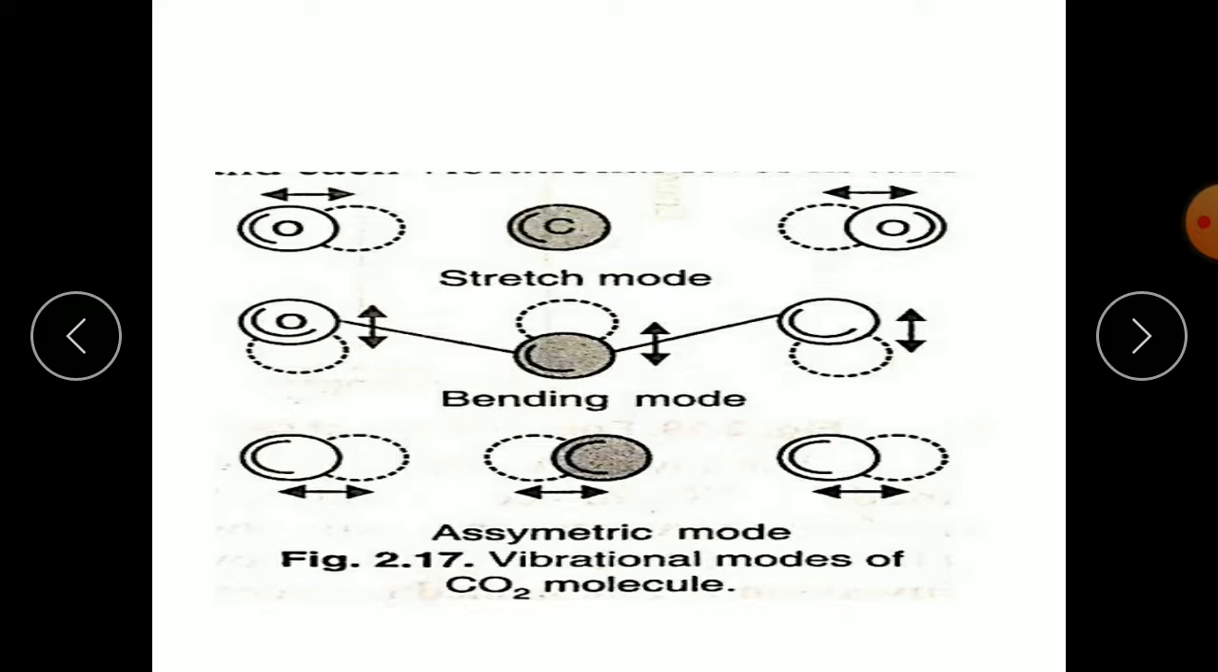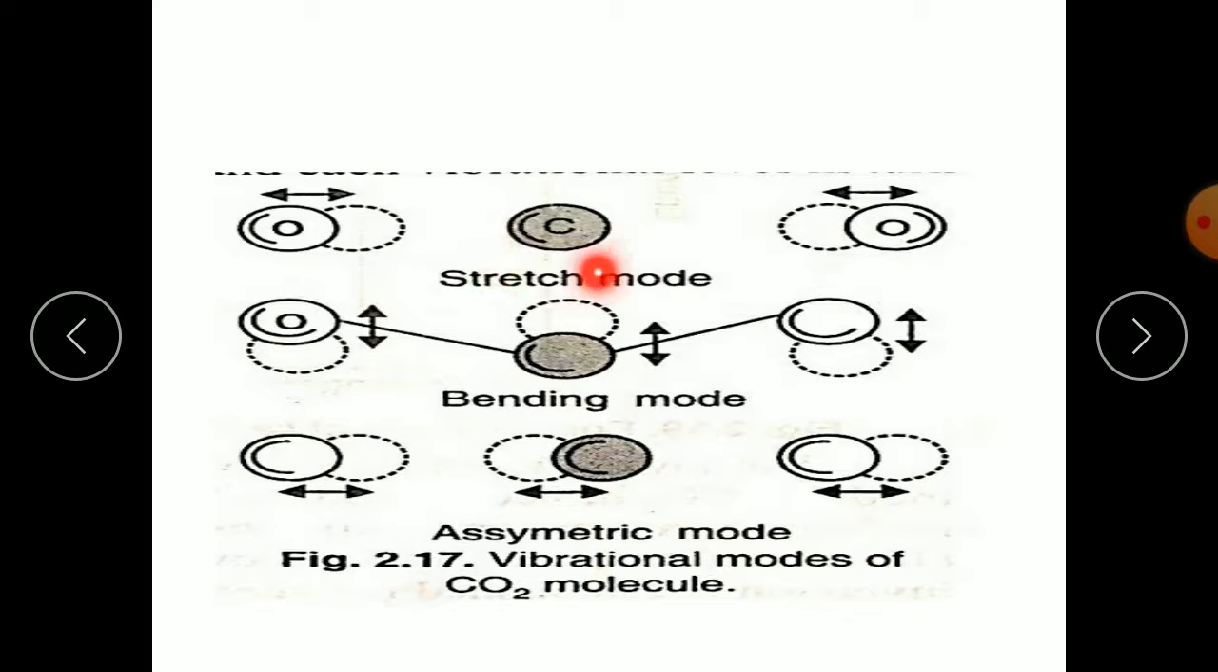And we have also seen the three different modes of vibration of the carbon dioxide molecule. Actually the carbon dioxide molecule is a linear molecule in which the central atom is carbon and two oxygen atoms are attached to this carbon atom. So this is the structure. This carbon dioxide molecule has three modes of vibration.